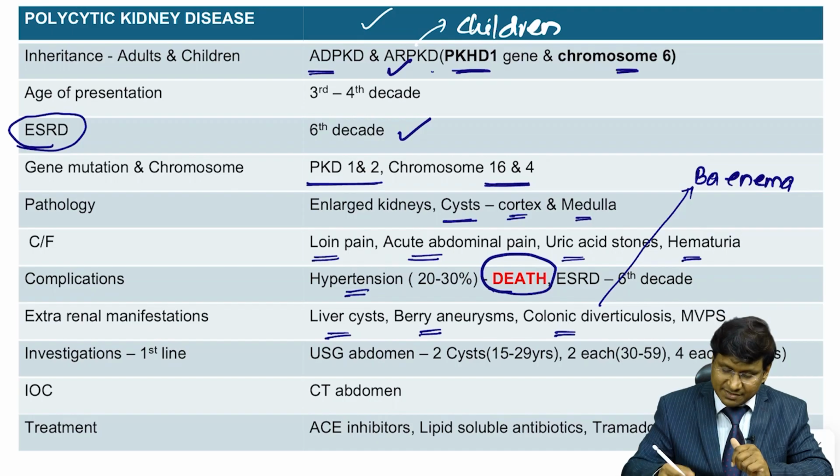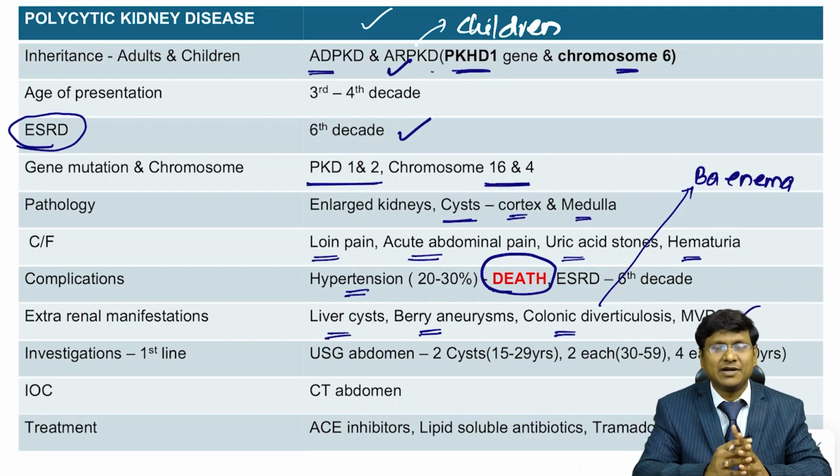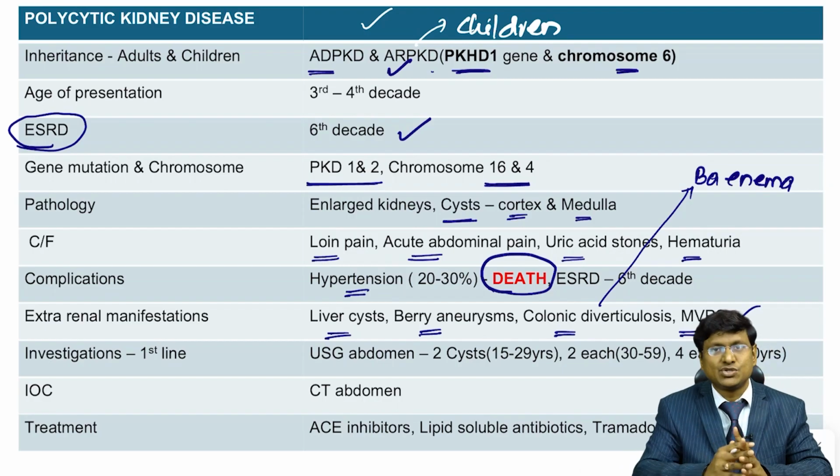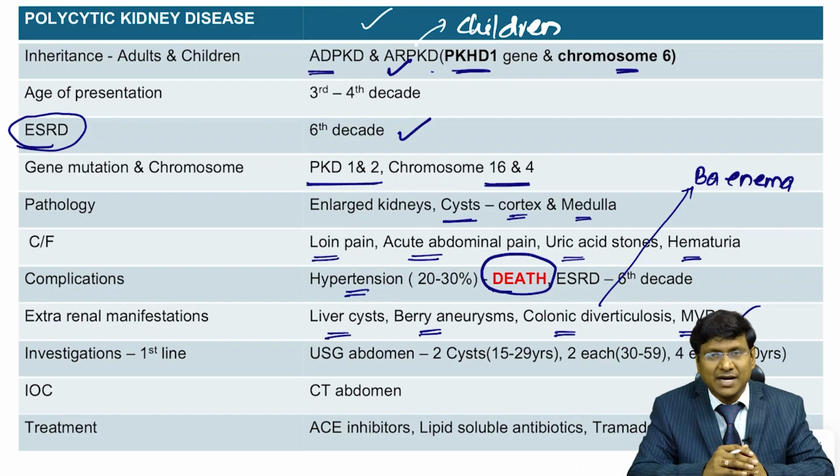And the cardiovascular system manifestation will be in the form of mitral valve prolapse, where the individual will have a mid-systolic click with late systolic murmur. So the first line investigation in these patients is ultrasound abdomen. And the number of cysts completely depends upon the age of the individual.